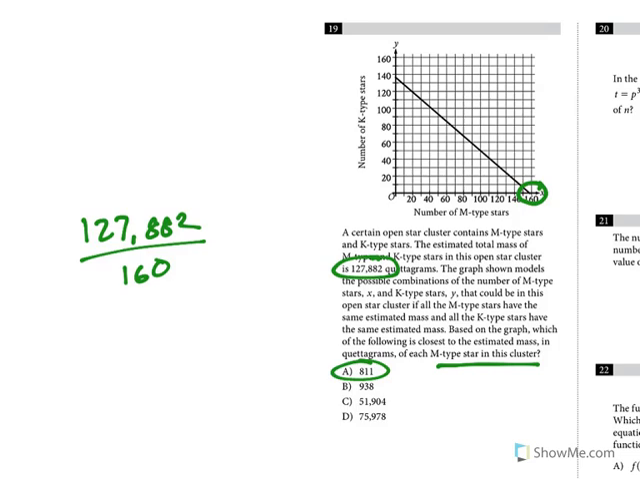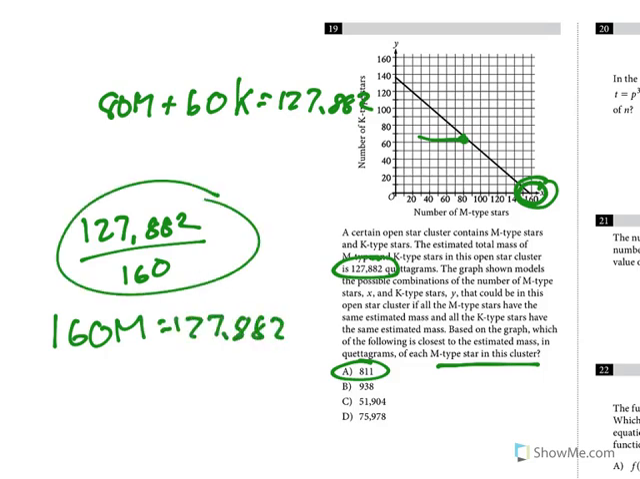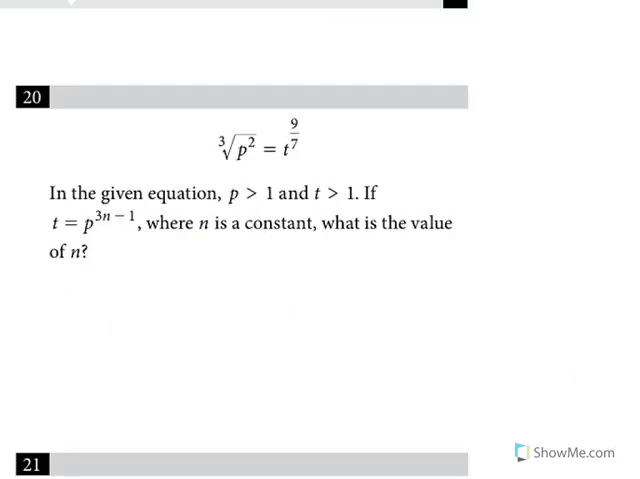In other words, just as a reference, this point would say that 80 M-type stars plus, I don't know, whatever this is, let's say 60 K-type stars is equal to 127,882. So really what we want is, what if it's just M-type stars? Well, 160 M-type stars would be equal to 127,882. So that's why I'm dividing by 160, and that's going to be closest to choice A. Really odd question. Okay, here's another one.